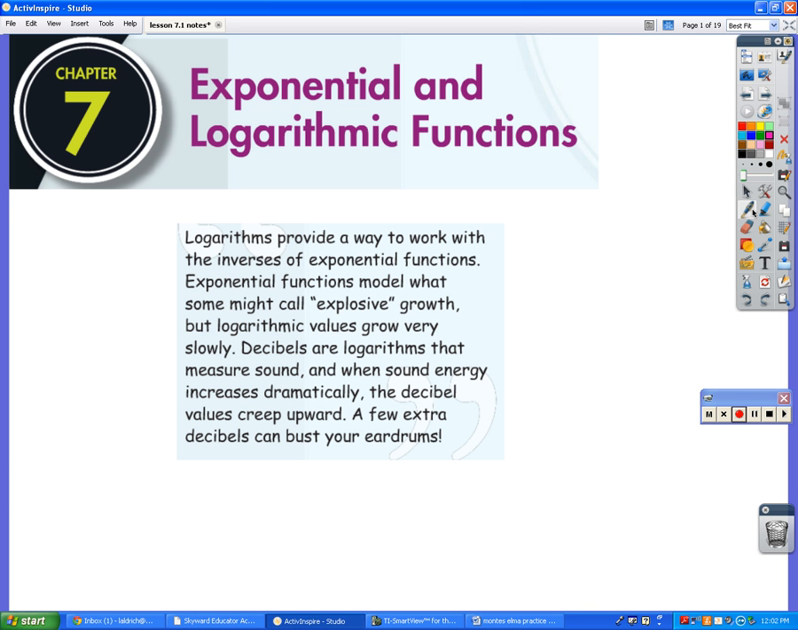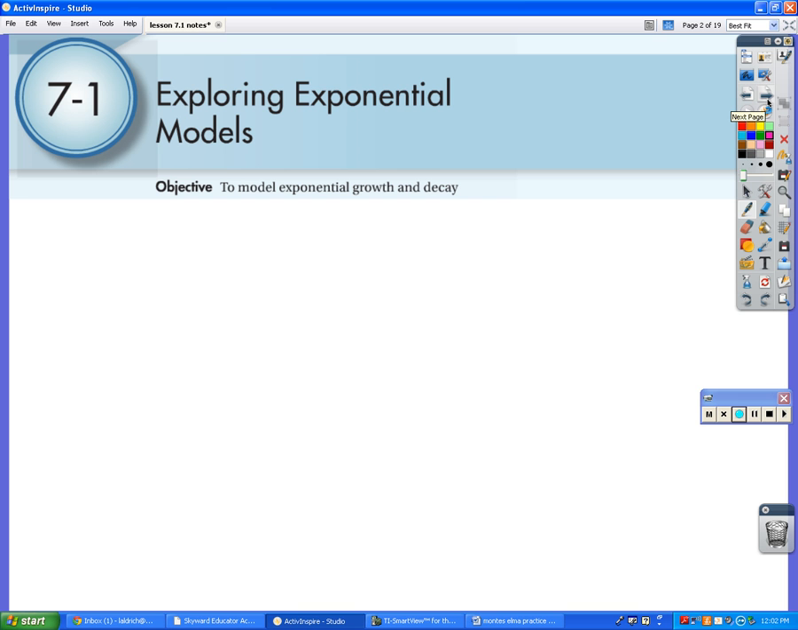But if you go the other way around, if you go up a few decibels, the inverse, that means the sound energy increased a lot, and so that can really cause some problems. All right? Oh yeah, math is fun, everybody loves it, yay. All right, section 7.1 is on exploring exponential models, and our objective is to model exponential growth and decay.